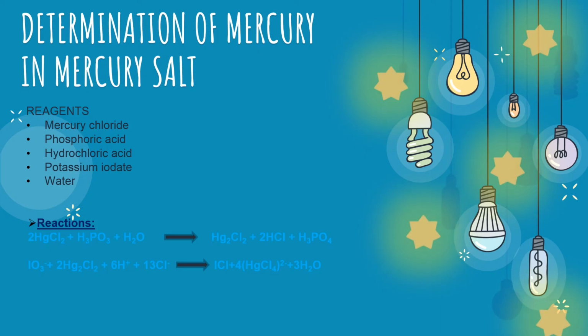In the second reaction, an iodate ion will react with mercurous chloride along with 6H+ and 13Cl- and form iodine monochloride. Basically, iodine monochloride is an interhalogen compound. It is a red-brown chemical compound that melts near room temperature. Because of the differences in the electronegativity of iodine and chlorine, this molecule is highly polar and behaves as a source of I+.